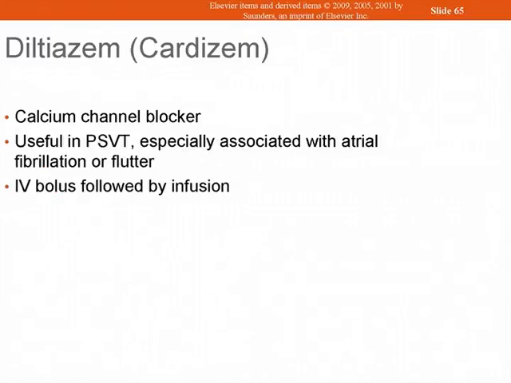Diltiazem, or Cardizem, is a calcium channel blocker useful in paroxysmal SVT, especially when it's associated with an atrial fib or an atrial flutter induction. You want to give this IV bolus followed by a continuing infusion. Typically it's like 1 to 3, up to 5 and 10 milligrams, depending on how irritated the patient is, and the physician will help guide you in that order.